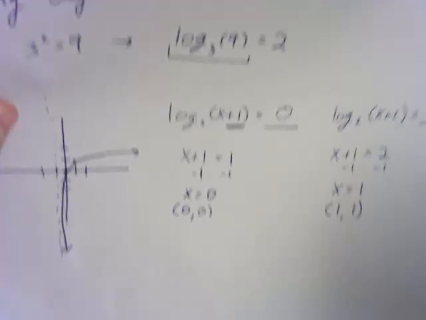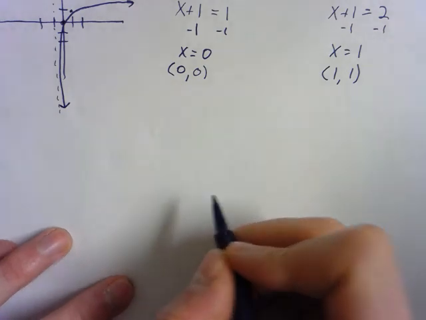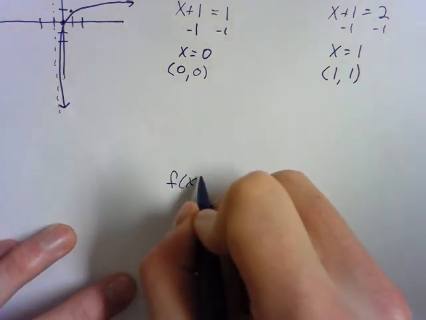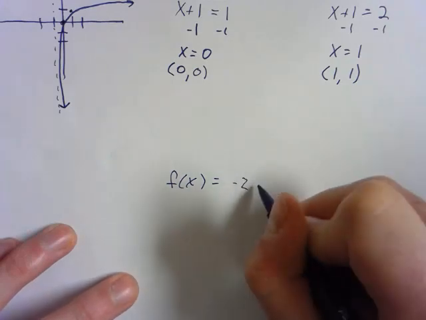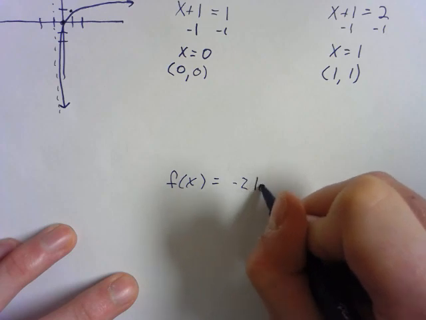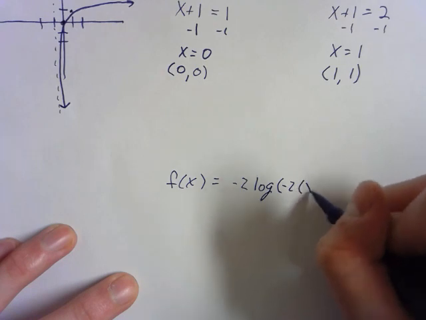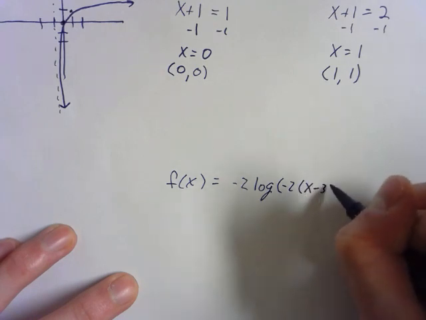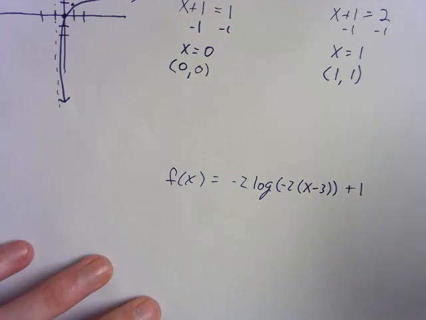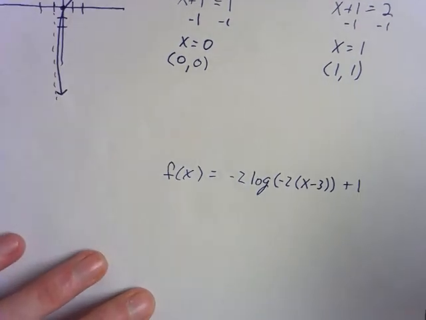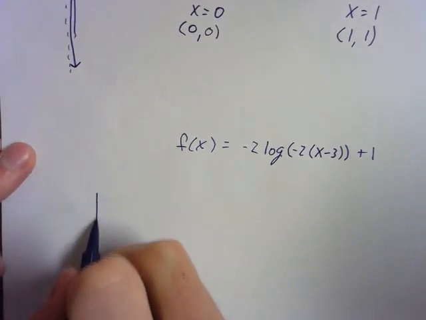So let's try one more, and let's make this one a little bit more difficult. Let's say f of x equals -2 log, and then inside, x minus 3, plus 1. This looks like a mess, but we can make it work just as easily as the last one if we just remember what we're doing. So I'm going to go ahead and draw my graph here, a coordinate plane.